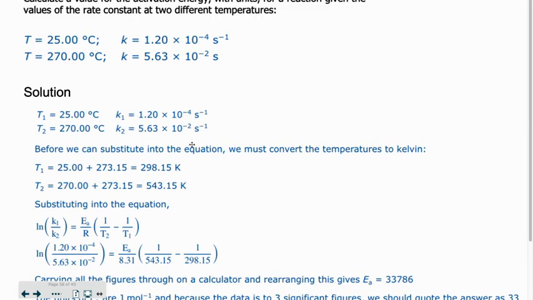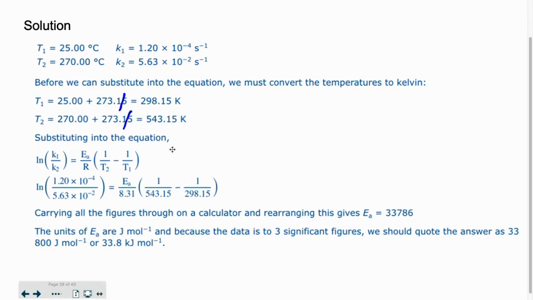Let's take a look at a worked example. Here's a question where your temperatures are given at 25 degrees and 270 degrees, and then your K values are given accordingly. The first thing you would have to do is to convert your temperatures to Kelvin. The temperature has to be in Kelvin. If you are in IB, you don't have to put the 0.15 here. You just add 273 to your Celsius temperatures, and that'll give you the temperatures. From that point on, you just plug those numbers directly into the equation and solve for activation energy. Once again, keep in mind that activation energy must be in kilojoules per mole. When you solve this, your answer will be in joules per mole.